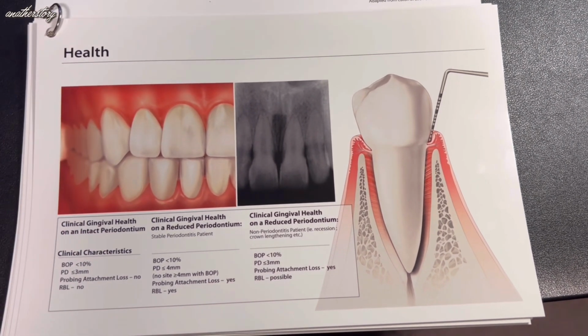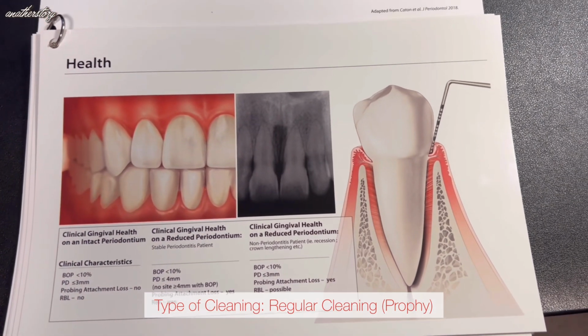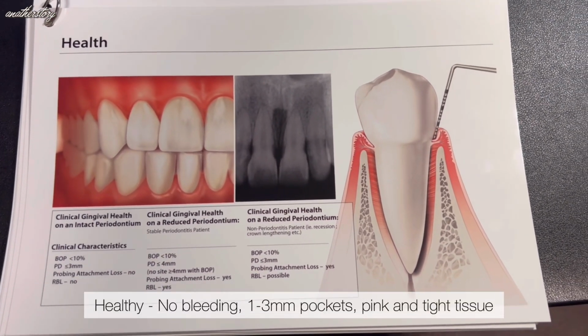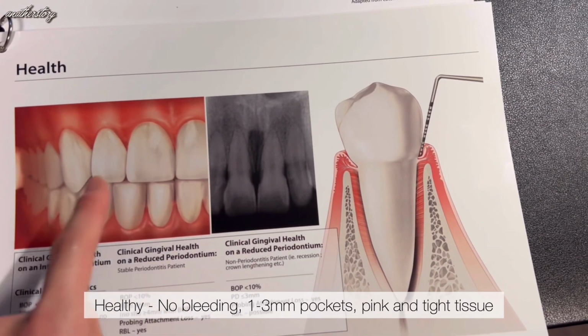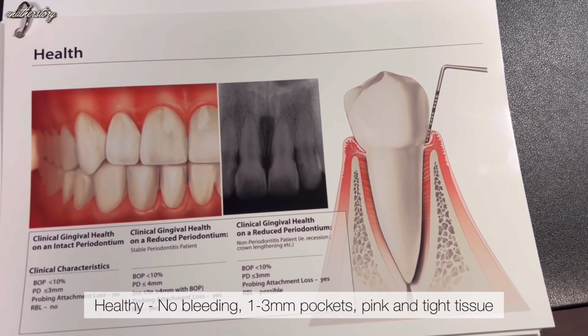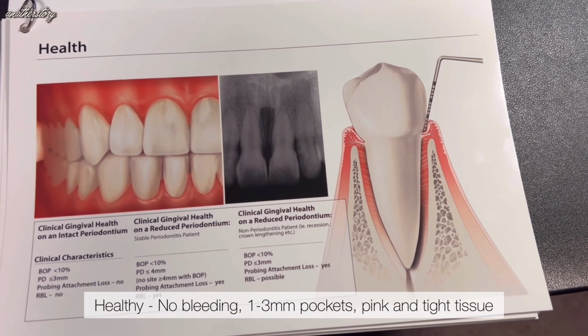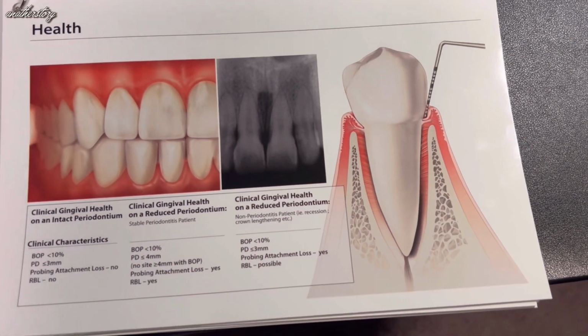And this is obviously when we do just a regular cleaning because everything is healthy. When we look at your gum, the gum is nice and tight around each tooth, and it should be nice and pink colored without any bleeding. And maybe we can spot a couple of bleeding spots here and there, but it shouldn't be everywhere.